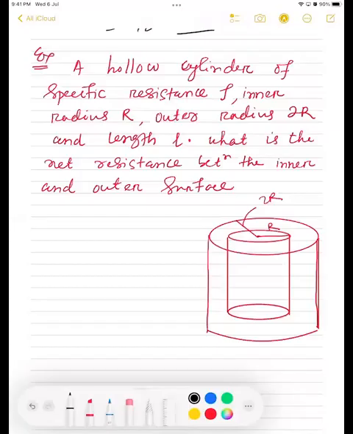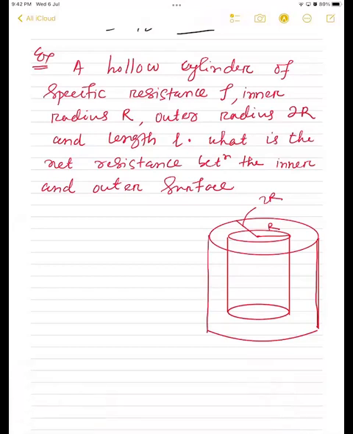We'll see a hollow cylinder of specific resistance rho, inner radius r and outer radius 2r and length L. What is the net resistance between the inner and the outer surface? Then simply what do you do? Consider a ring of width dr and radius r. In between, you can consider a small ring.